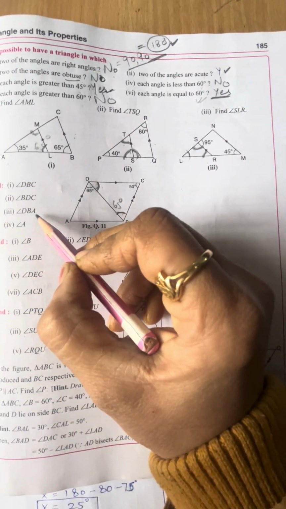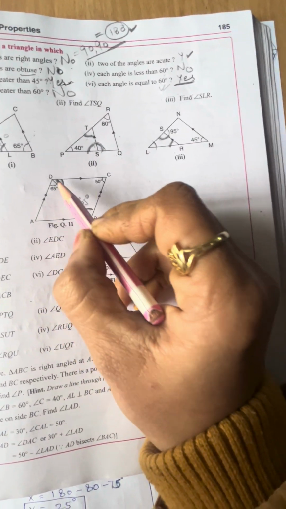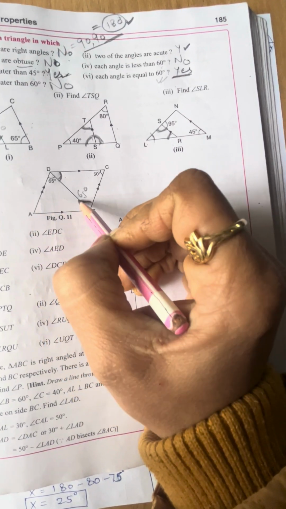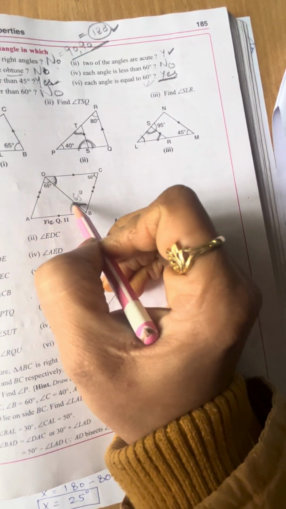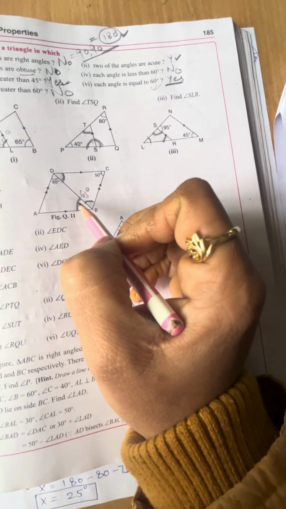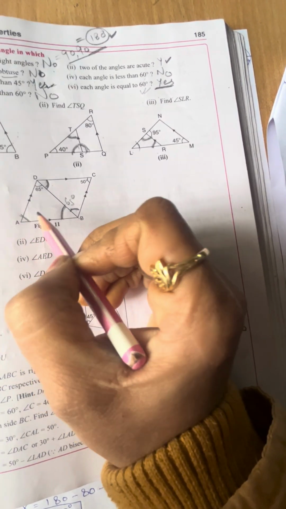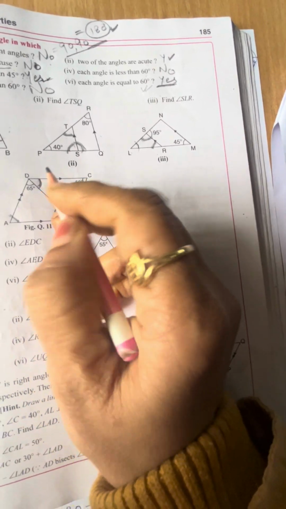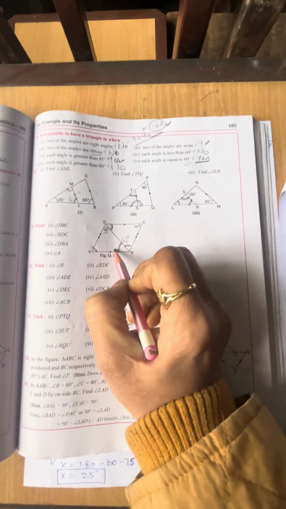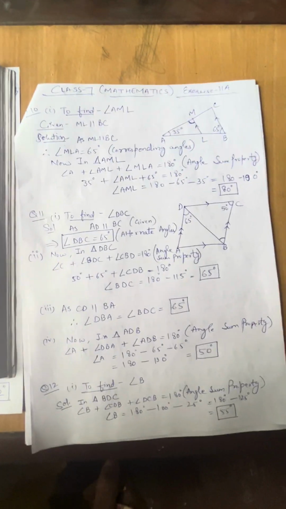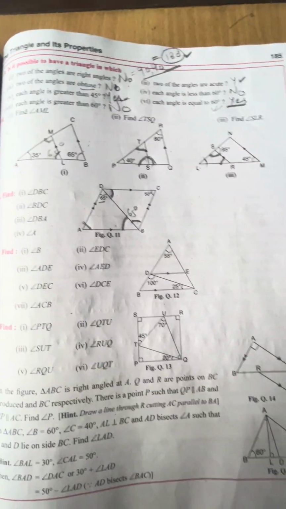Next, DBA, this angle. If these lines are parallel, then this angle is equal to this angle by the alternate angles. Last is angle A. You will get your angle A by subtracting from 180 this angle and this angle. I have solved these questions in the notes. You will complete this question.